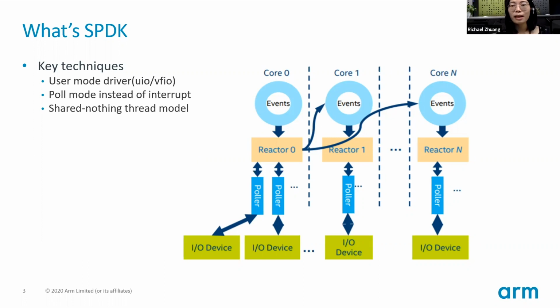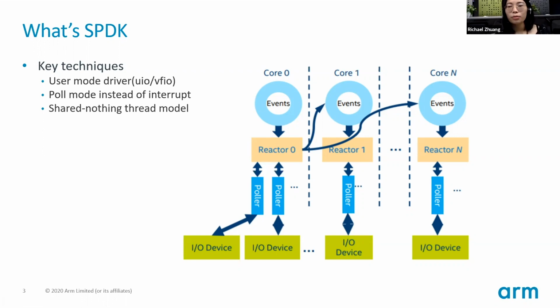The second is that SPDK runs in polling mode instead of interrupt mode. When SPDK initializes, on each core it runs a thread. It's called a reactor, and users can register different pollers on this reactor. Some of these pollers poll the devices for completions instead of waiting for interrupts. And this reduces the related interrupt handling overhead.